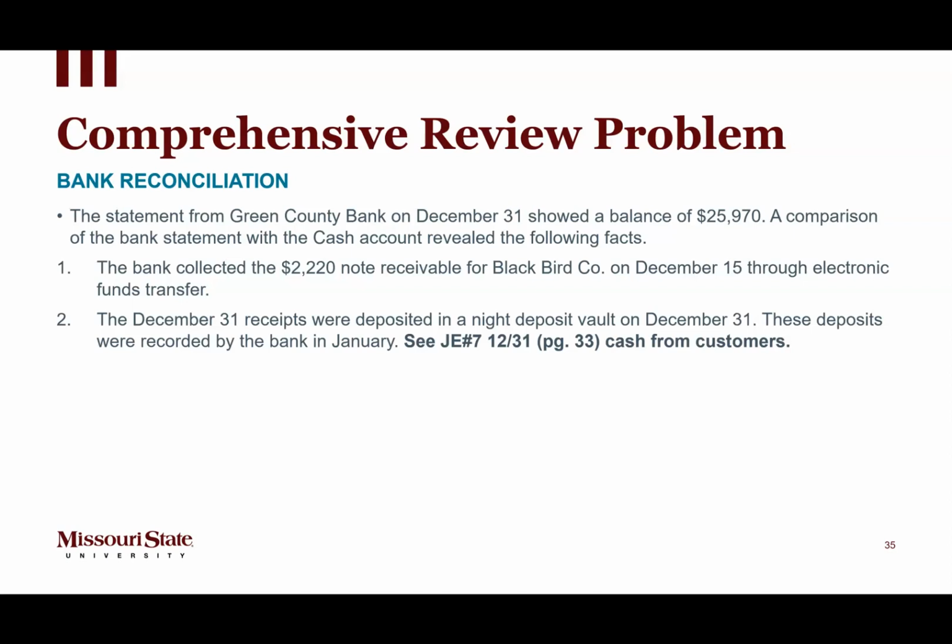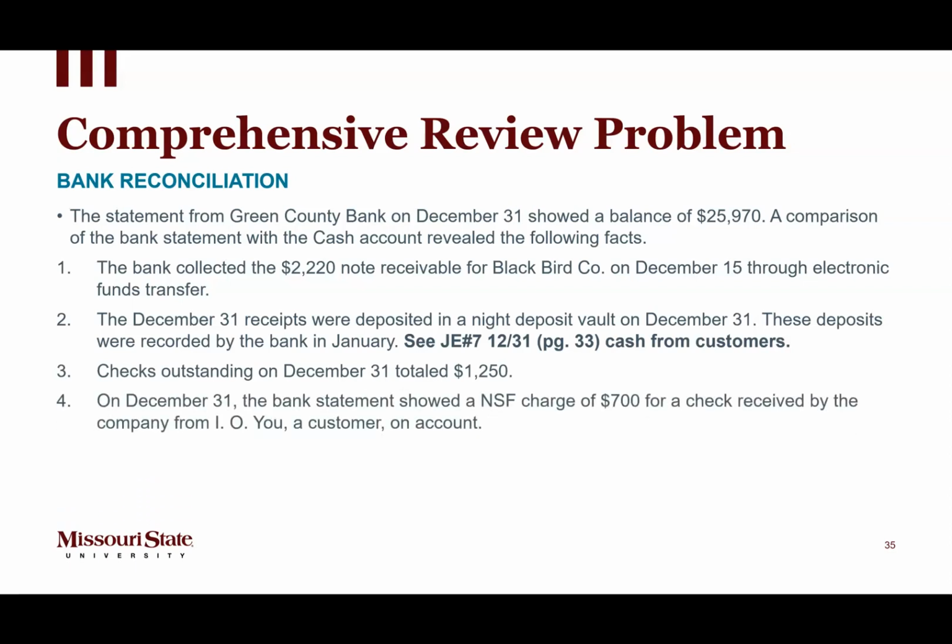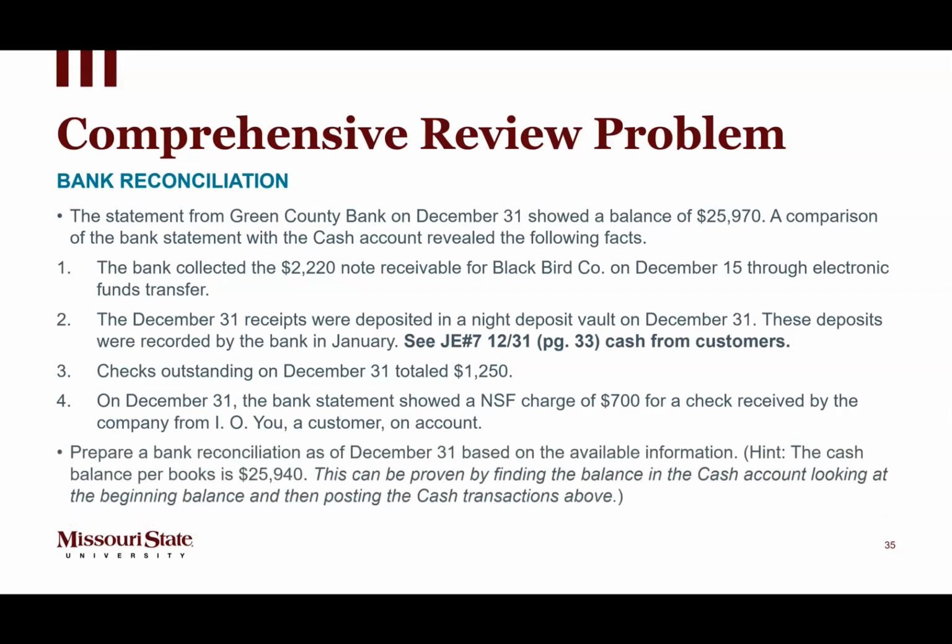And then on December 31st, receipts were deposited in a night deposit vault. These deposits were reconciled by the bank in January, right? Okay, so look on page 33 of your blue book. That's journal entry number 7. These were deposits in transit, right? And we had checks outstanding on December 31st totaling $1,250. On December 31st, the bank statement showed a non-sufficient funds charge for $700 for a check received by the company from IOU, a customer. We're going to prepare a bank reconciliation as of December 31st based on the available information.